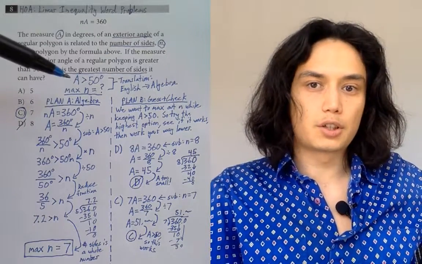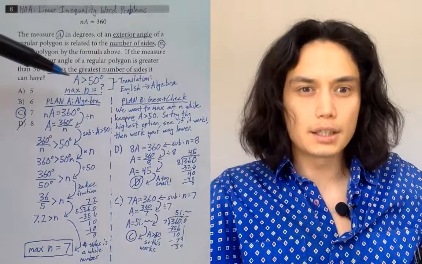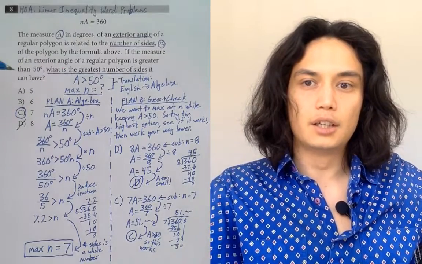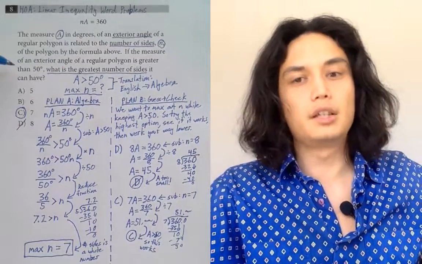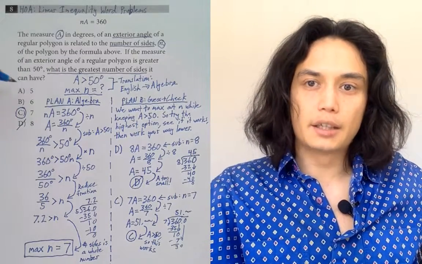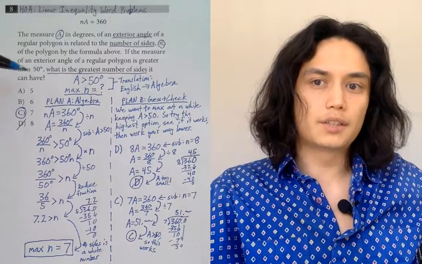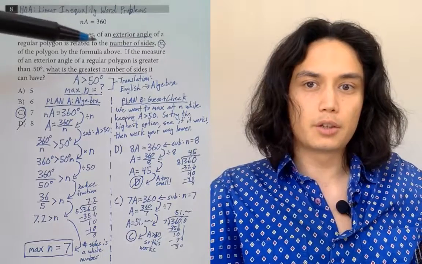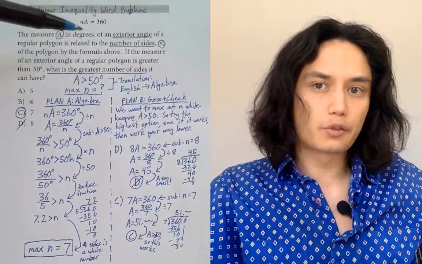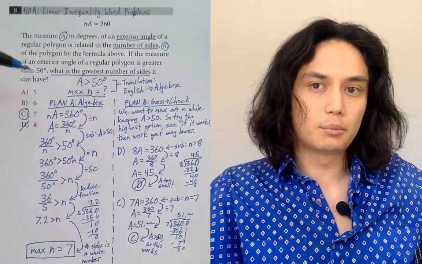So here's the first piece of translation, right? We've taken what seems to be a confusing long English sentence, and we've broken it down into an easily workable algebraic expression. A needs to be greater than 50. The measure of the exterior angle of the regular polygon needs to be greater than 50. And then the second part, max n equals what? That's from the second part of the question: what is the greatest number of sides it can have? This comes from the number of sides. They've told us that the number of sides is n, from this equation. And then here they said, what is the greatest number of sides?